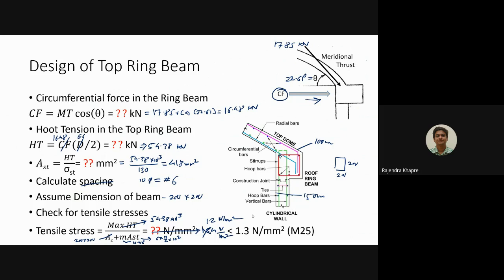Otherwise, in place of 200 by 200, you can even go for 250 by 250 size of the concrete. That way also it is acceptable. Both ways are there. Please note down the reinforcement details correctly which I have shown over here.